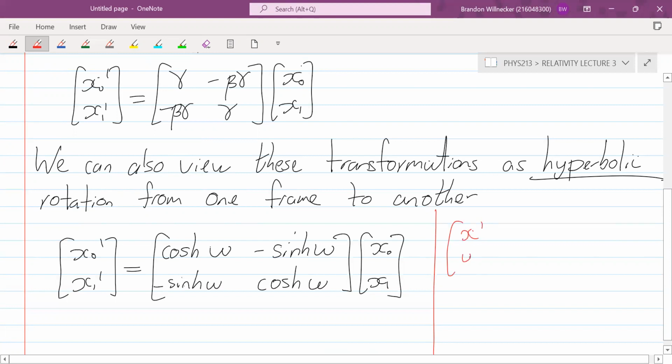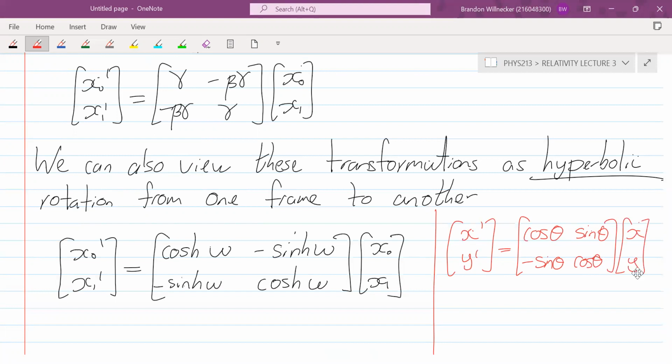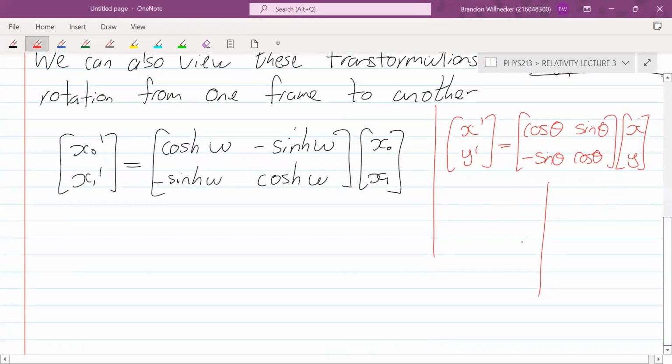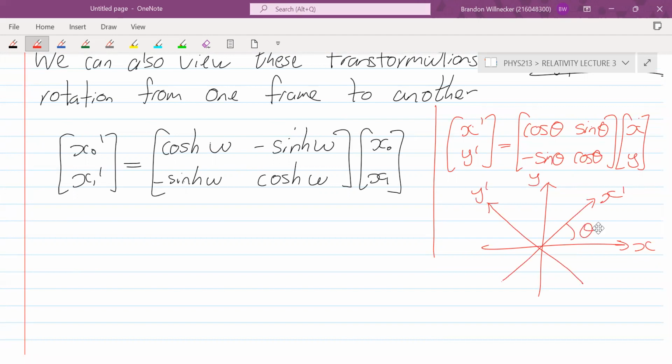So we call this transformation matrix a hyperbolic rotation, quite analogous to a standard rotation in which we had x prime, y prime is equal to cos theta, sine theta, minus sine theta, cos theta, acting on xy. So in red, we have the standard rotation by some angle theta. So here, this is just a rotation from one frame, let's say xy, to another frame, x prime, y prime, where we have rotated by some angle theta.